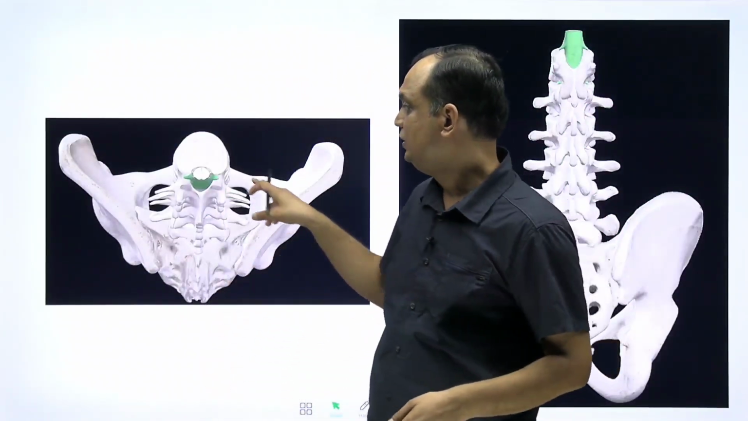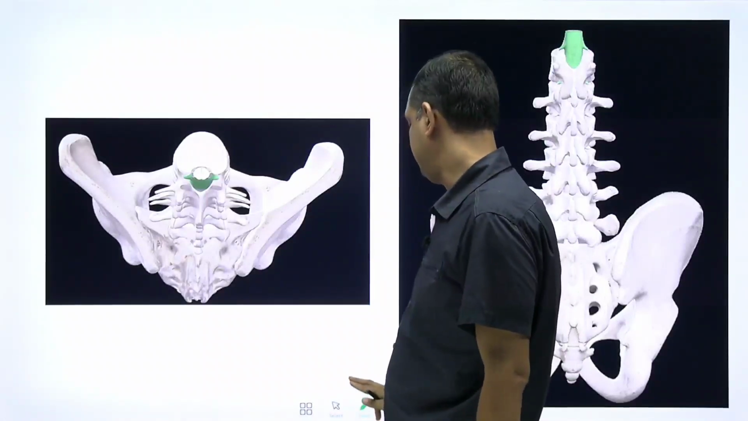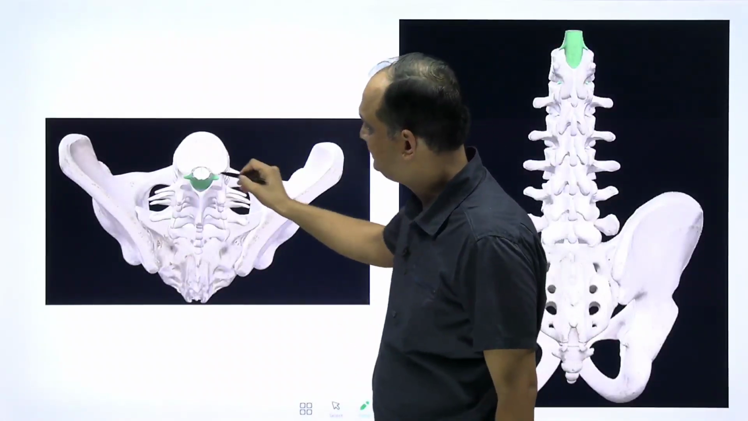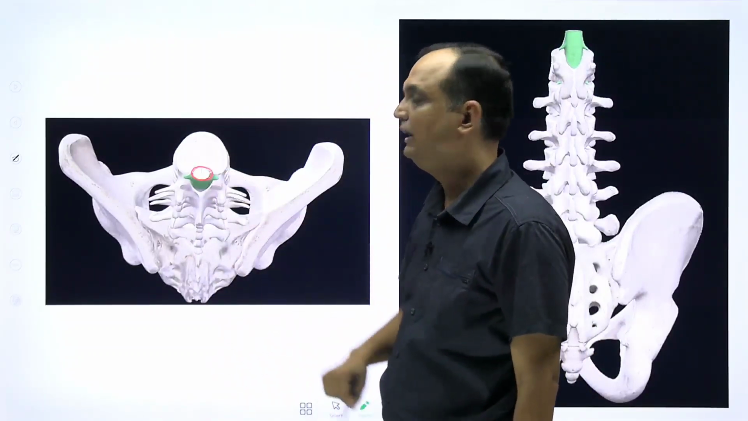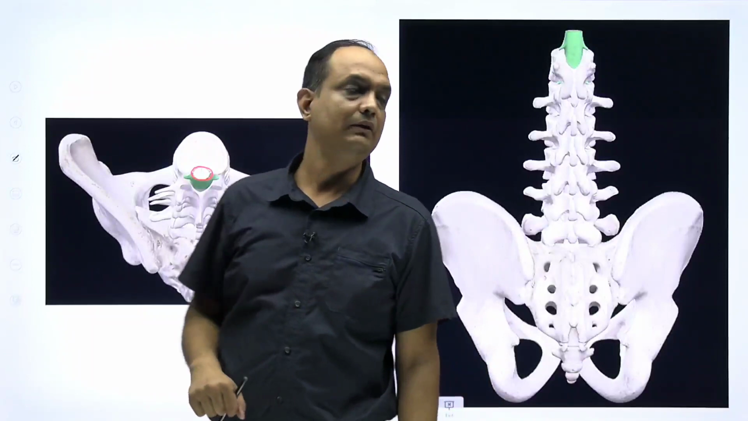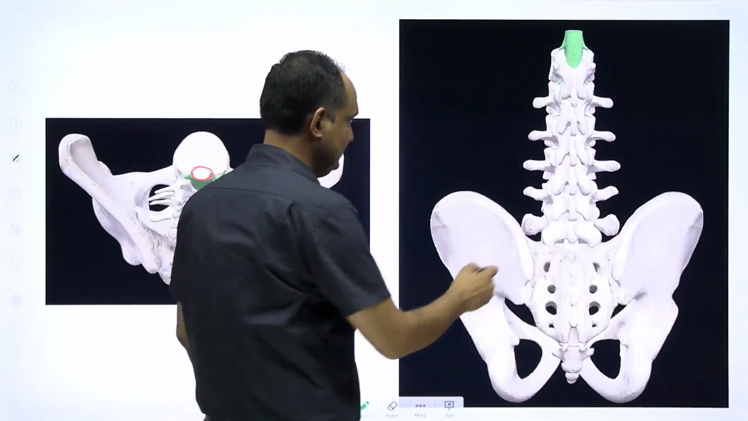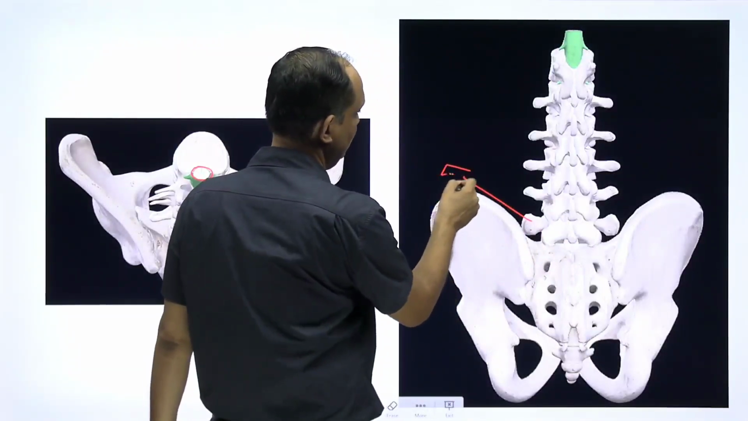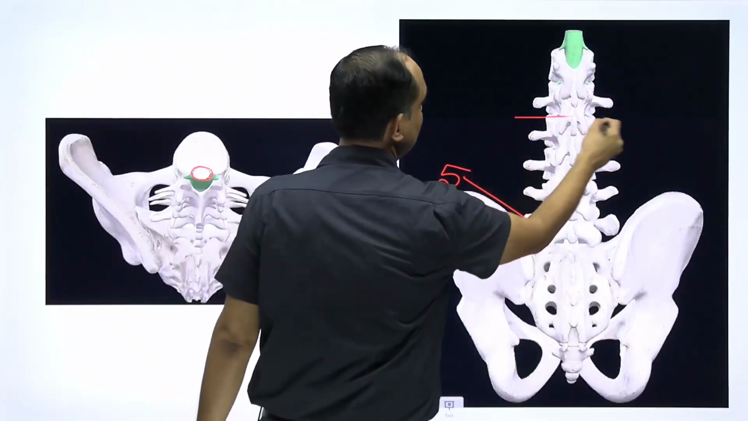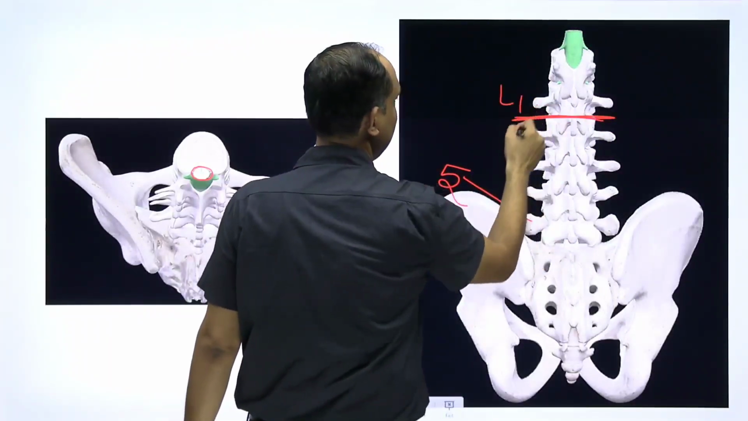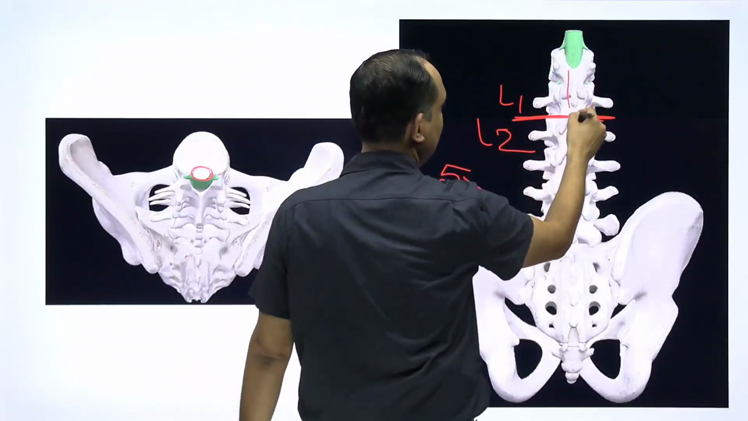Now in this image, you can see the superior view. In this view, you can appreciate that this green covering is the dural covering, and in the middle portion you have the spinal cord. When you see the vertical orientation, we have to identify: this is L5, this is 4, this is 3, 2, 1. I have told you that at the level of L1 and L2, the spinal cord will end. So suppose this is the lower end of the spinal cord.